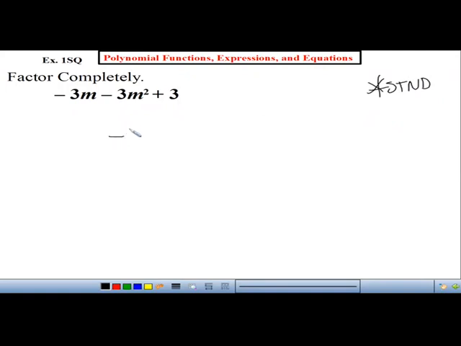So that means we write negative 3m squared. That's the highest degree because it's 2. The next one is 1. So this is negative 3m. And lastly, the 0 degree is plus 3. Okay.